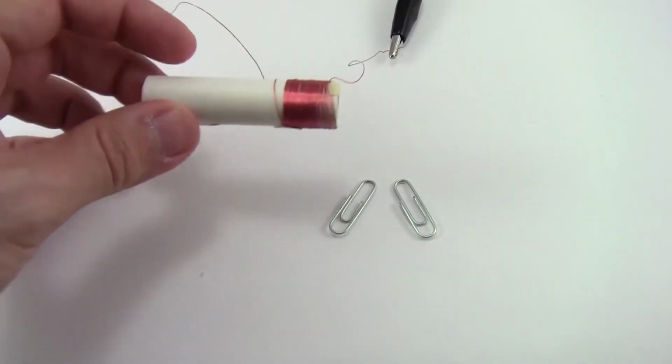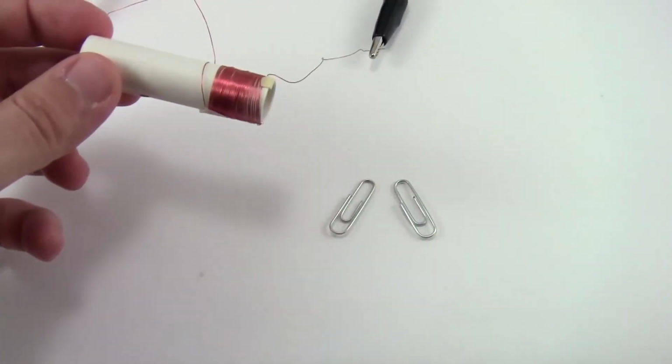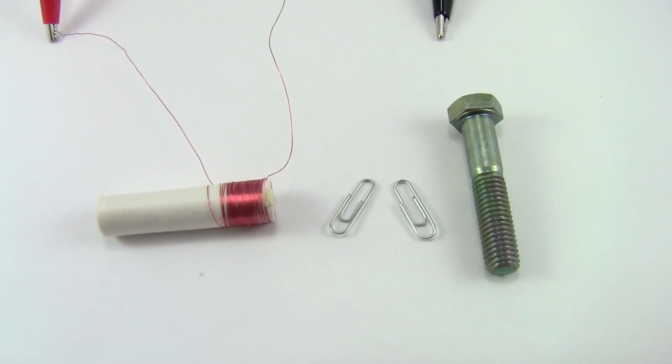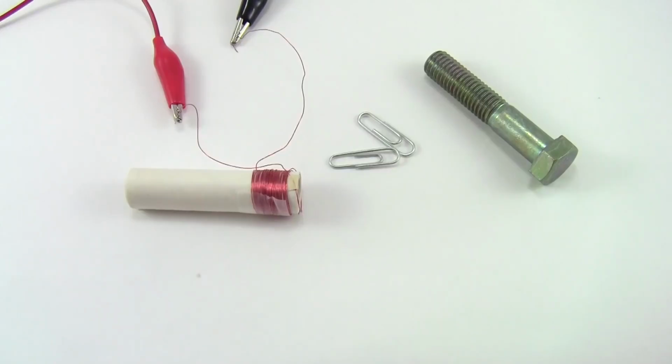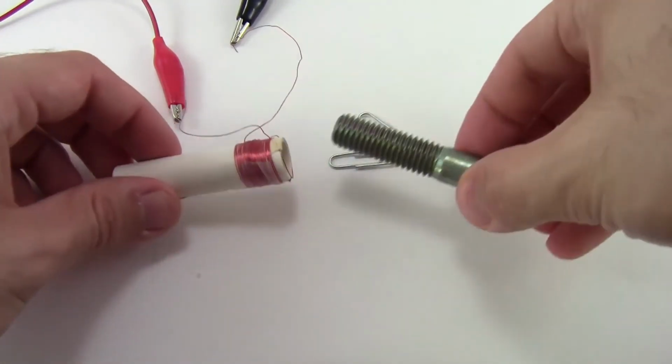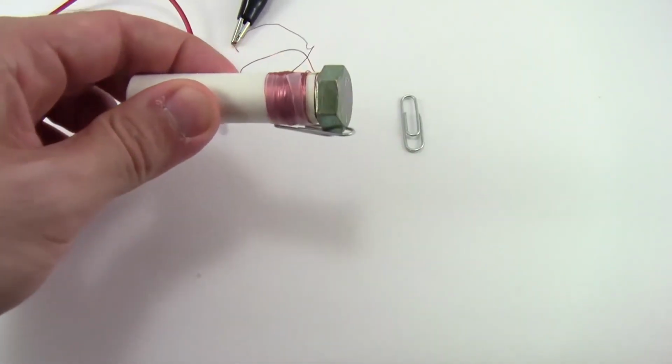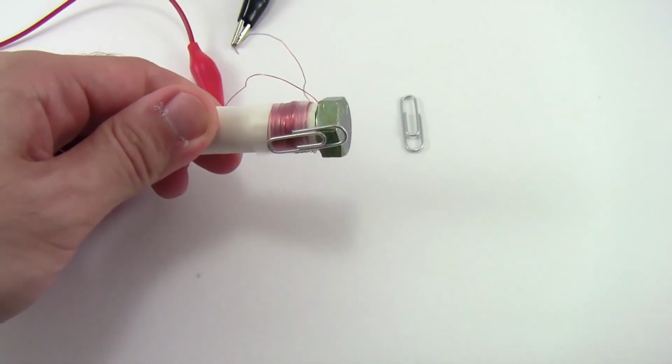However, you'll see that this coil of wire is still too weak to pick up an individual paperclip. To make an electromagnet really strong, you need to add a ferromagnetic core like this iron bolt. Ferromagnetic materials have many smaller individual magnetic domains. Normally, these domains are aligned randomly and cancel each other out. However, in the presence of an external magnetic field, these domains align with each other and the external field, making the overall field much stronger. Watch what happens when I insert this iron bolt into the core of my electromagnet. Now it's finally strong enough to pick up a paperclip.